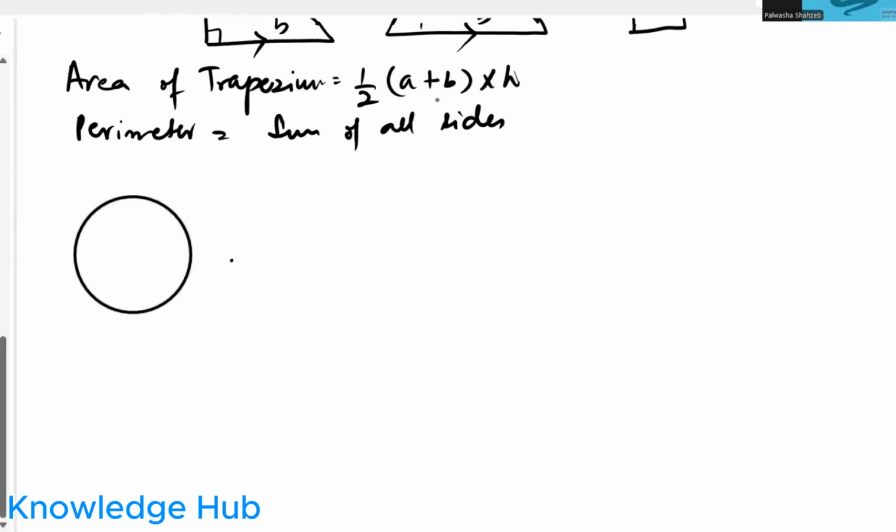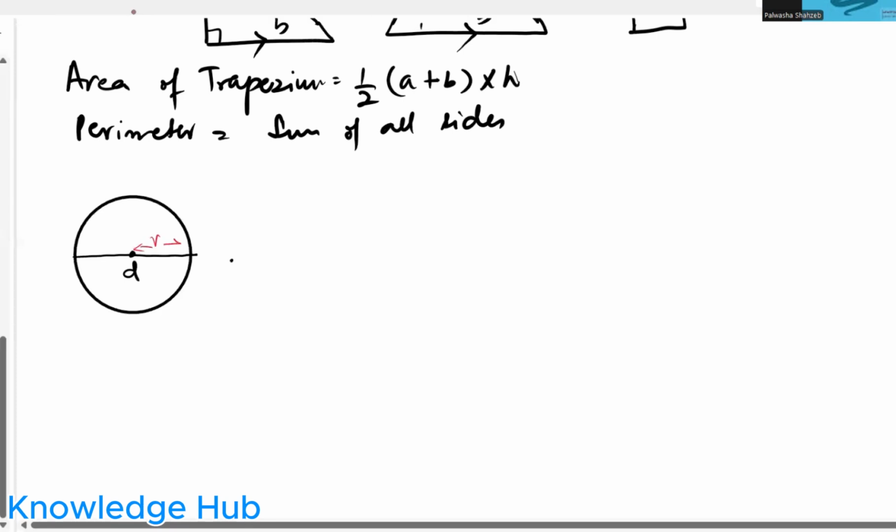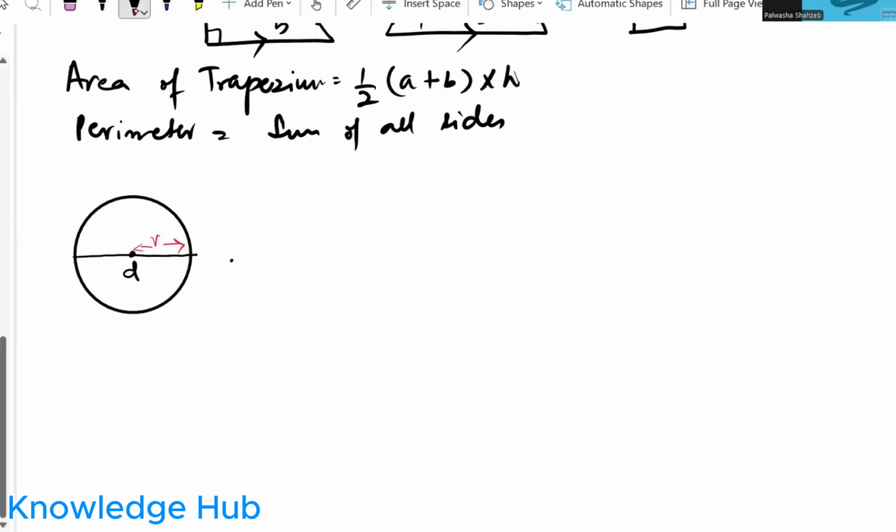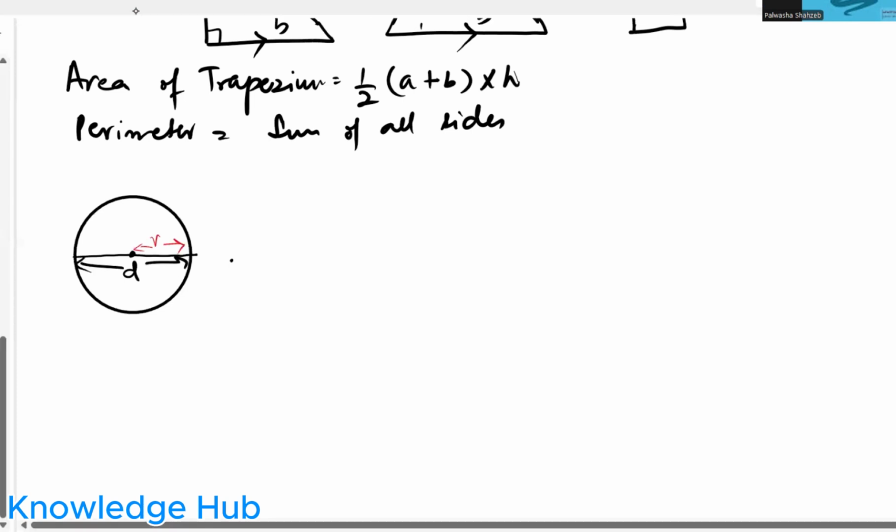Okay. So for a circle, first of all, you should know this is the center, right? And a diameter is a line that passes through the center, exactly dividing the circle into two equal parts. The radius is half of the diameter. This is R and this is D.